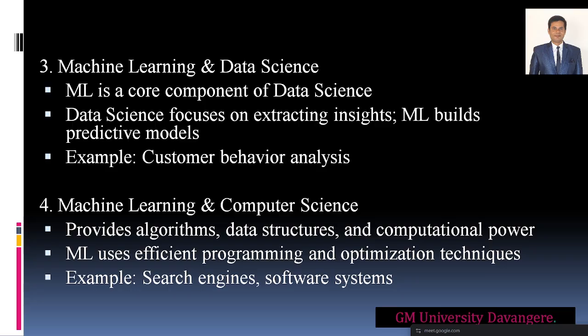So based on that only it will try to give those pages. So that is how the machine learning will understand, right?